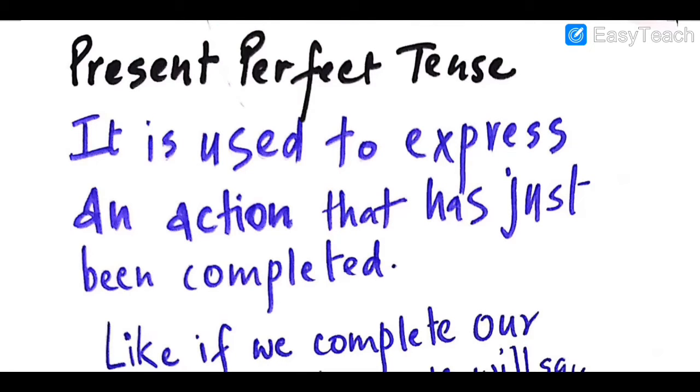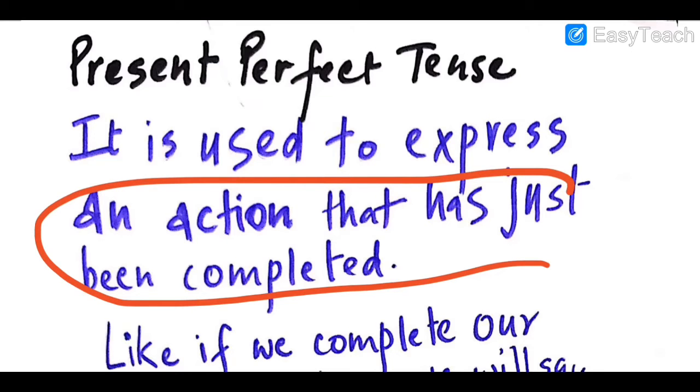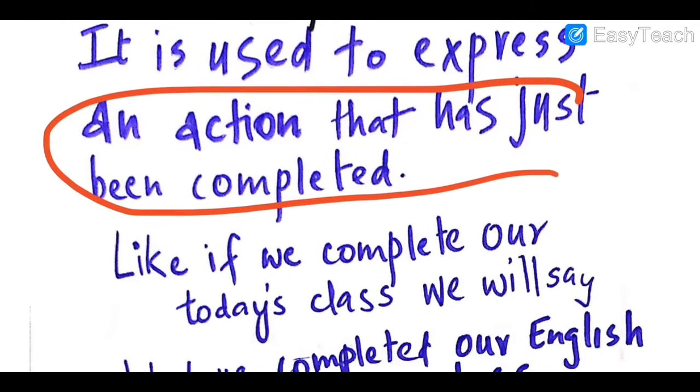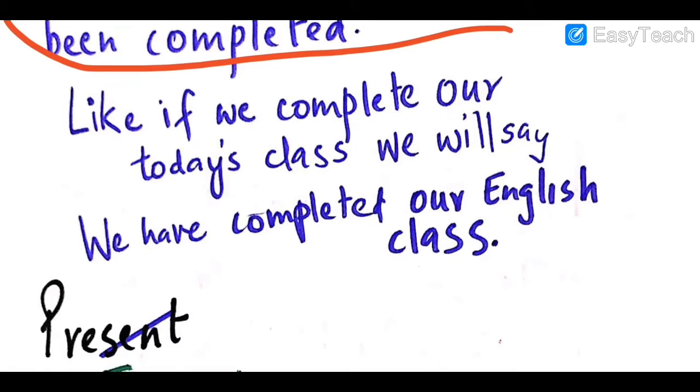Now let's come to the present perfect tense. Present perfect tense is also used to express an action that has just been completed. Always remember, action means something which you do. Like if we have completed today's class, we will say we have completed our English class. Something which has just been done. I ate an apple. I have eaten an apple. I have washed the clothes, something like that.